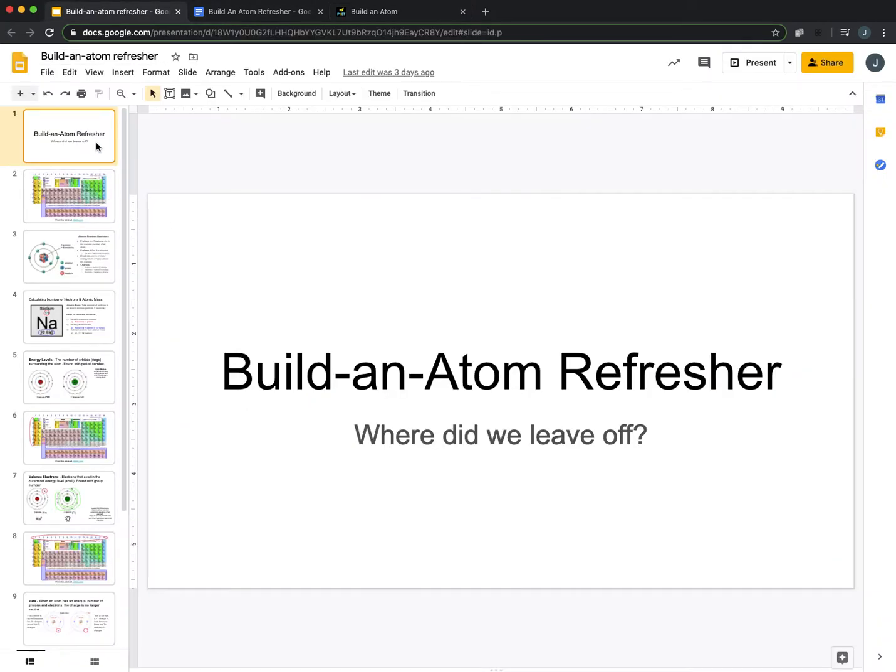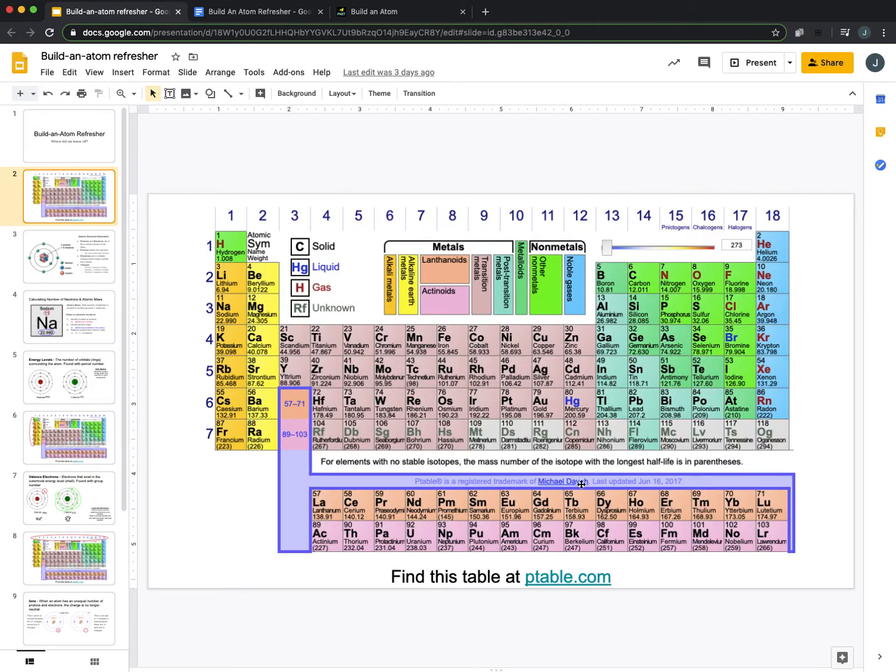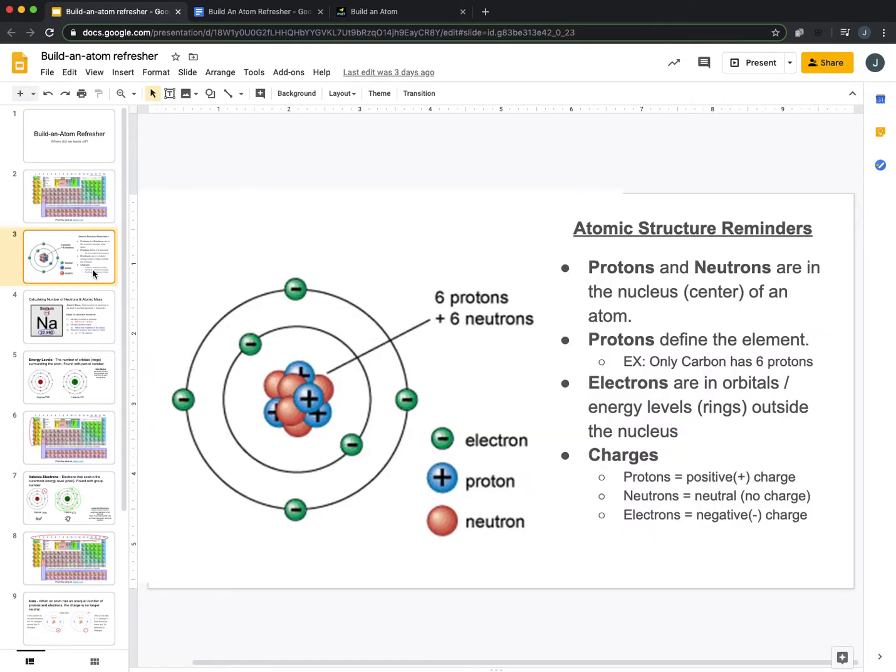So looking at where we left off, we were talking about patterns that we see in the periodic table. We spent a lot of time talking about these numbers up here and what they mean, and these numbers down here and what they mean. And we're going to get back into that just so you can get that refresher and go, oh yeah, that's where I remember all that stuff now. So first off, let's go over atomic structure.